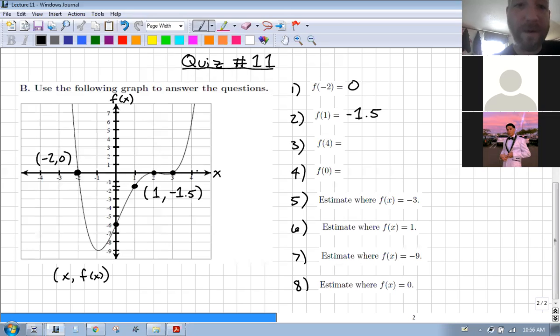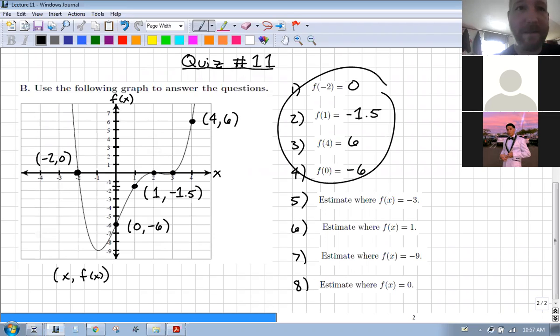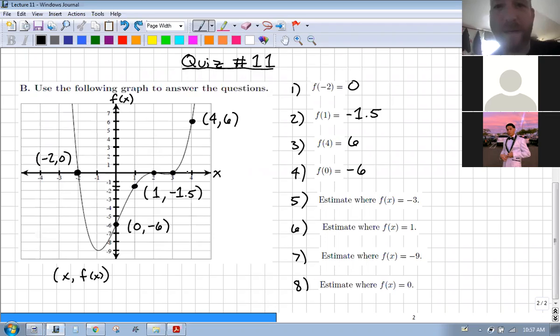F of 4, we go over here. Here's 4. So right there, this is 4, comma, let's see, where are we at? We're at 6. So f of 4 would be equal to 6. F of 0, all right, here's 0. We go down. This is 0, negative 6. So it'd be negative 6. So all of these, they gave us x. Just figure out what y is by looking at the graph. All of these, they're giving us y, and we need to find the corresponding x.